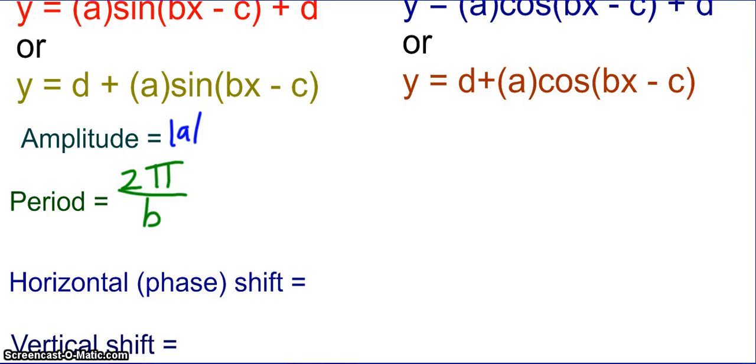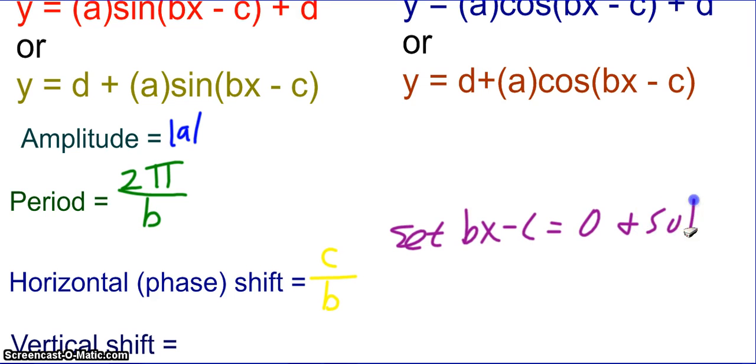Well, think about, again, our other functions that we've dealt with, and it's going to relate to what is in the parentheses, and in this case it's going to be c over b. Now we have to be careful and understand that this is a minus c, so it's going to shift in the opposite direction. Another way to find the phase shift is if you set bx minus c equal to 0 and solve for x, then you're always going to get the direction of the shift correct, because that x will represent the correct shift.